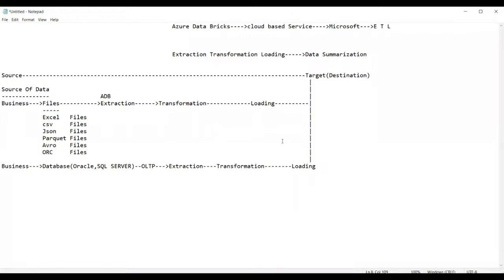Apart from getting the data from the businesses into the databases or into the files, we can also get the data from another way. From the business only, because we are all working for business, we get business data only. So we get the data in the form of what? Live streaming data. Live streaming data means what? Stock market data.